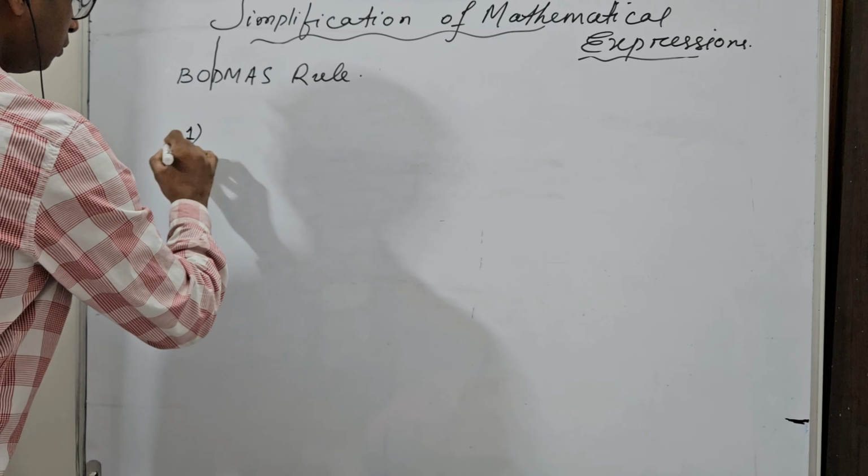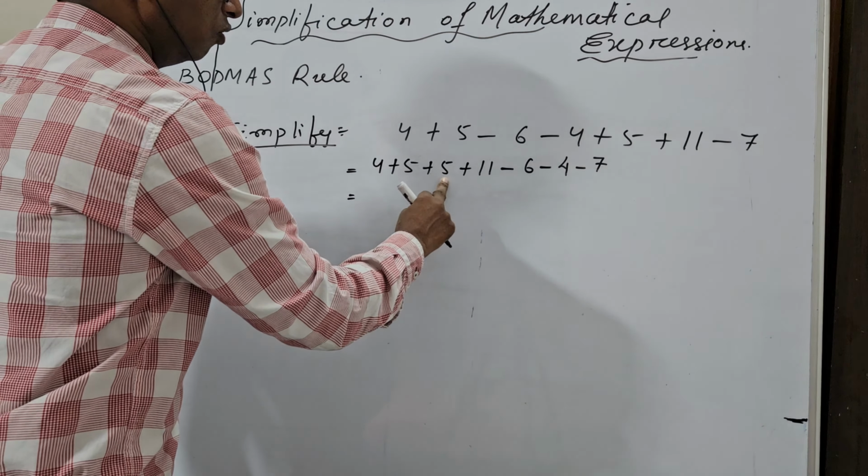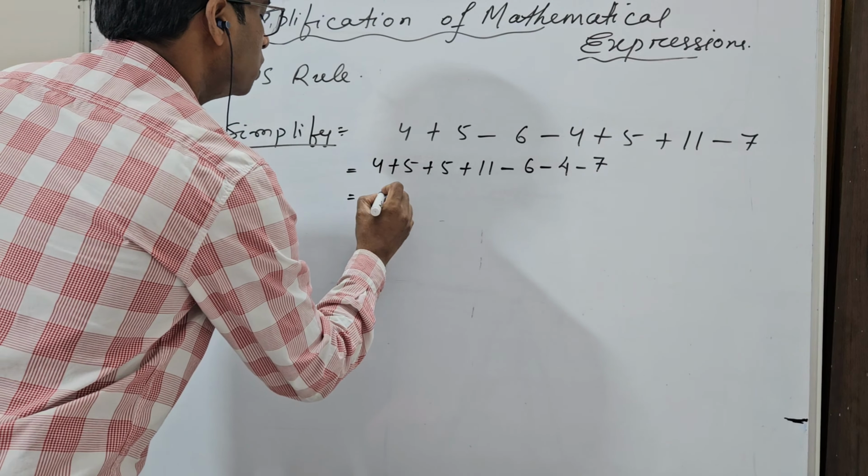So if I add this, 4 plus 5 plus 5 plus 11, so what it will be? It will be like 4 plus 5, 9, 9 plus 5, 14, 14 plus 11, it is 25.